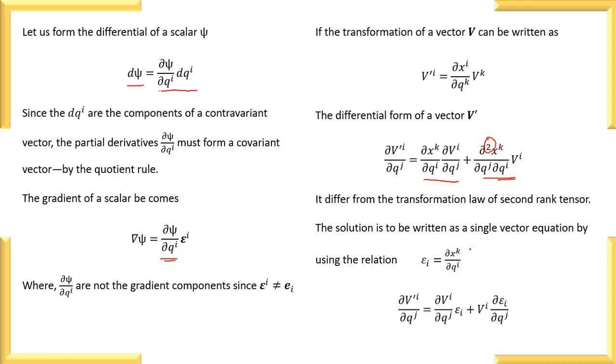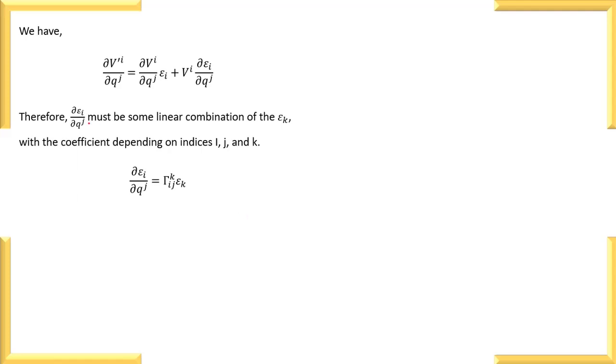So just by substituting this, we can rewrite this equation as ∂vi/∂qj into εi plus vi into ∂/∂qj of εi. So this is the equation which we have right now. Therefore, ∂εi/∂qj, the term over here, must be some linear combination of εk. Here we have some linear combination of the basis vector εi. And we know that vi is a linear combination of the basis vectors, so this should also be some linear combination of εk, then only can they be added together. So this must also be some linear combination of the basis vector εk.